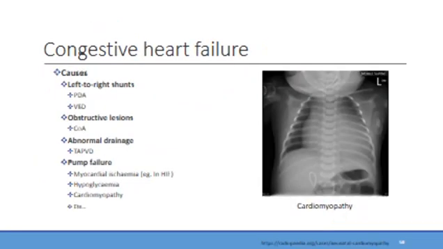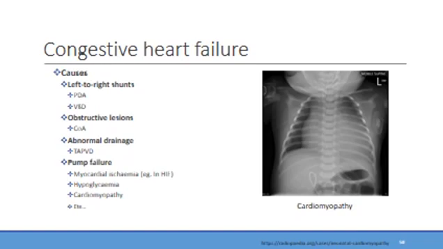There is a wide differential diagnosis for congestive heart failure in the newborn period. You can divide the causes into 4 main groups to help you remember. Firstly, there can be left to right shunts, as you would see with a PDA and a VSD, and these patients are typically acyanotic. The obstructive lesions can include coarctation of the aorta or interrupted aortic arch.